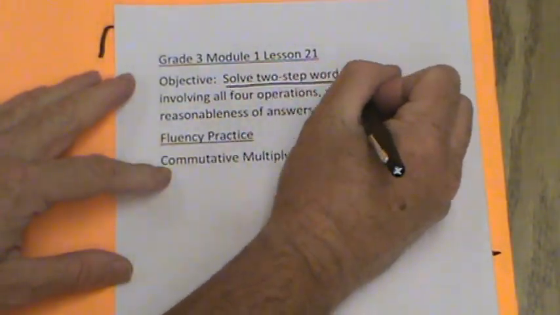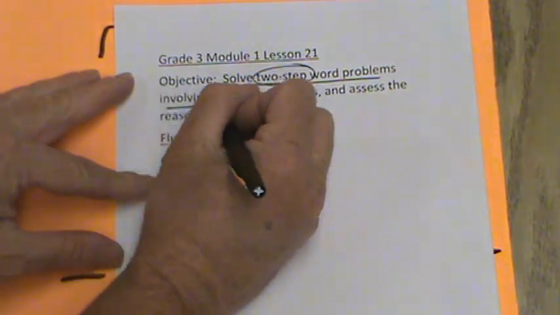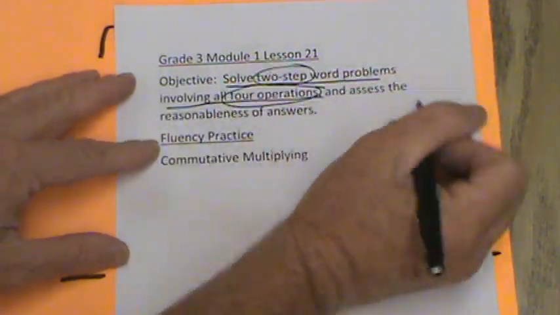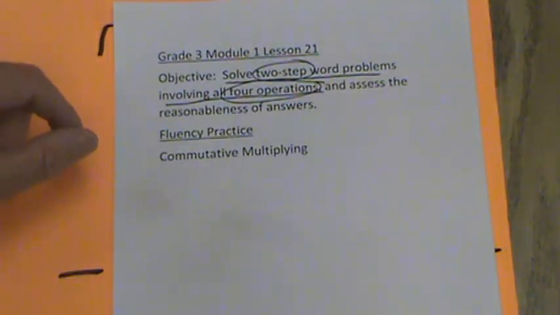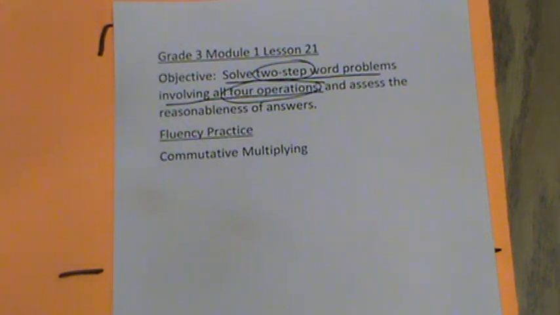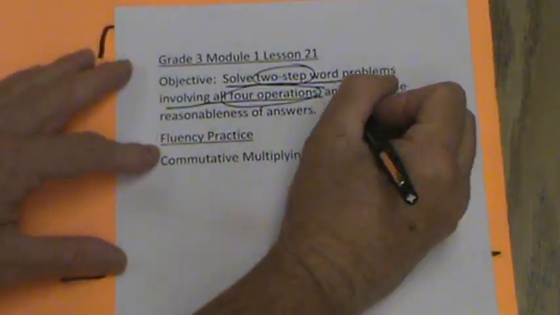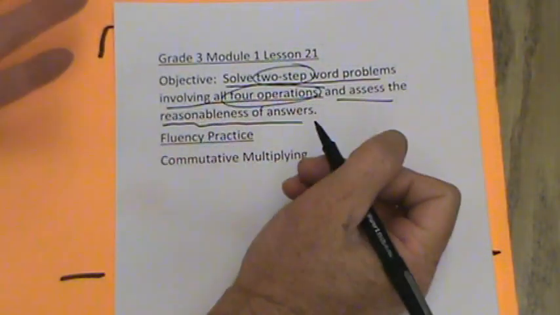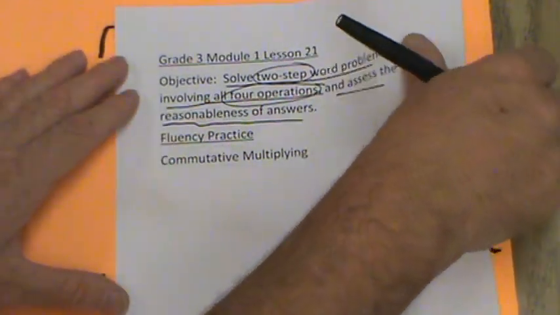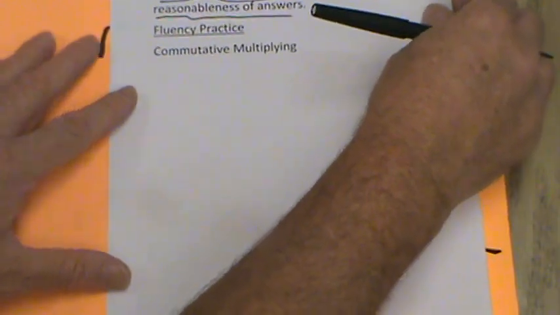Solve 2-step word problems. 2 steps, the key there, involving all 4 operations. By the 4 operations, they don't mean tonsillectomy and so on. Like that kind of operation, they mean division, multiplication, subtraction, and addition. And we're going to assess the reasonableness of answers to see if it's reasonable. But first, the fluency practice. We're talking about commutative multiplying.